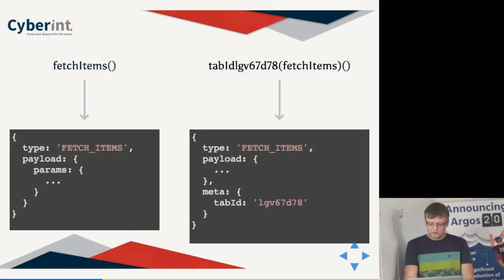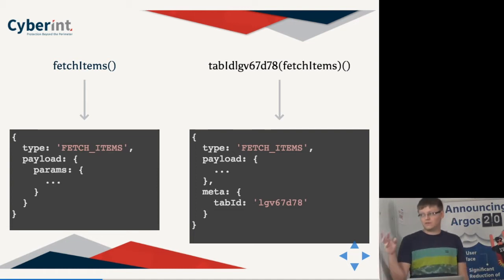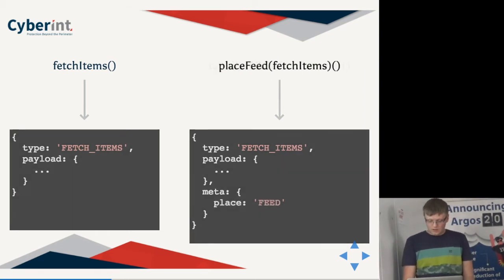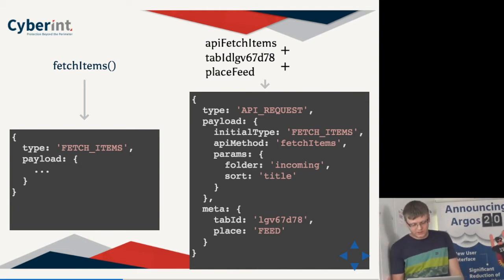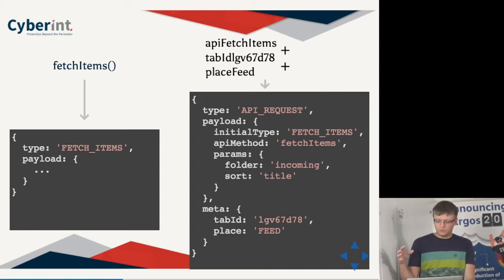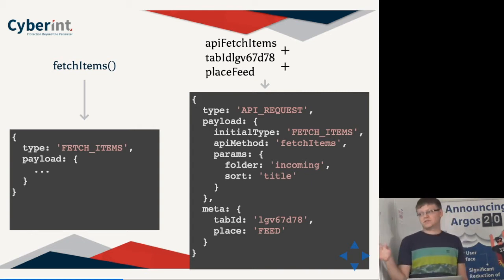Okay, let's go further. So let's add information about which tab this action occurs, and from which place this action has been triggered. And if you apply all these higher-order action creators at once, as output of the resulting function, we'll have this complete object that we want.